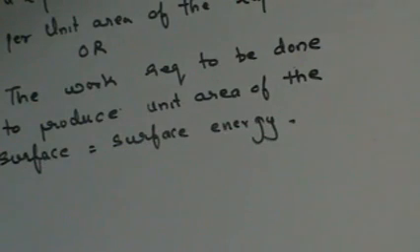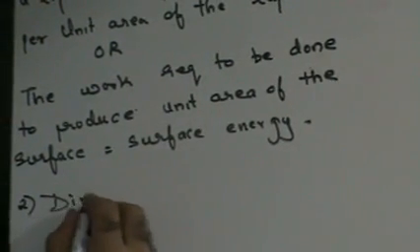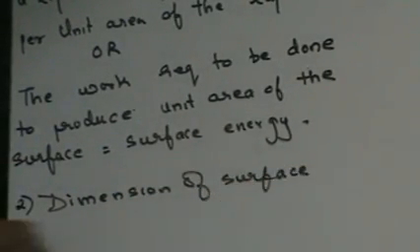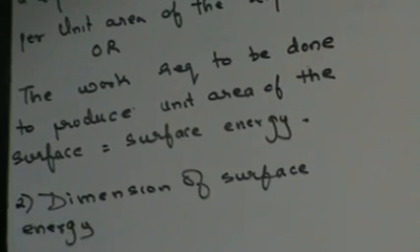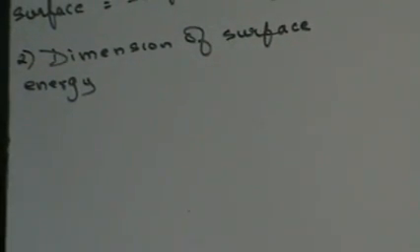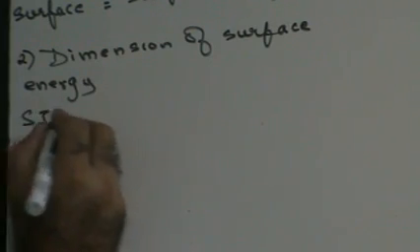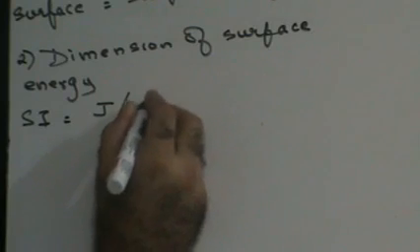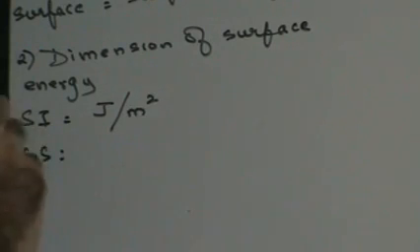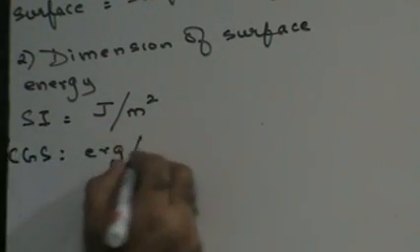Right? So once we know what is surface energy, now let's see what are the dimensions of surface energy. The definition says that surface energy is equal to the potential energy per unit area. Since it is potential energy, its SI units will be joules per unit area, so joules per meter square, right? And the CGS units will be ergs per centimeter square.